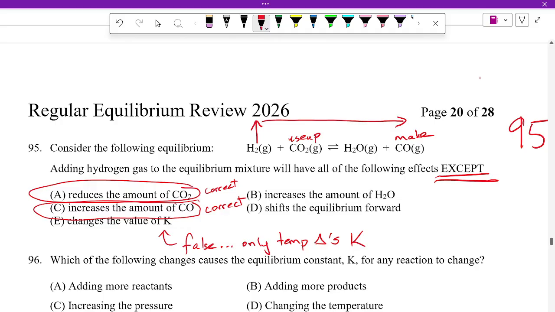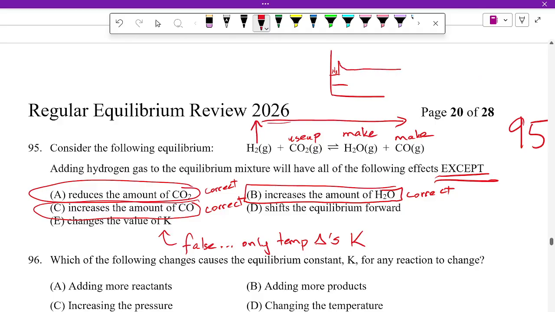Does it increase the amount of H2O? Well, we're making H2O, so yep, it increases the amount of H2O. Hold on, how can it increase the amount of H2O if we have more H2, so therefore the H2O should decrease so that we have... No. We increase the concentration of H2. We do that. And then we shift away from the H2. Yeah. And we shift towards H2O.